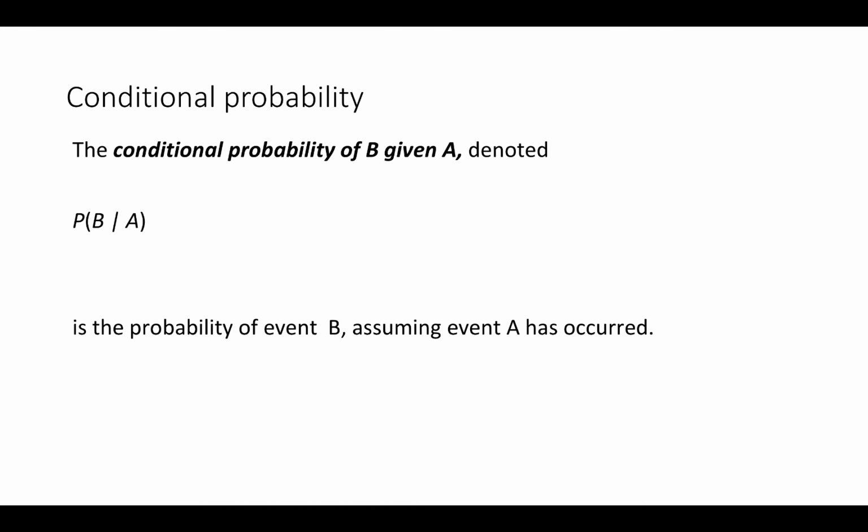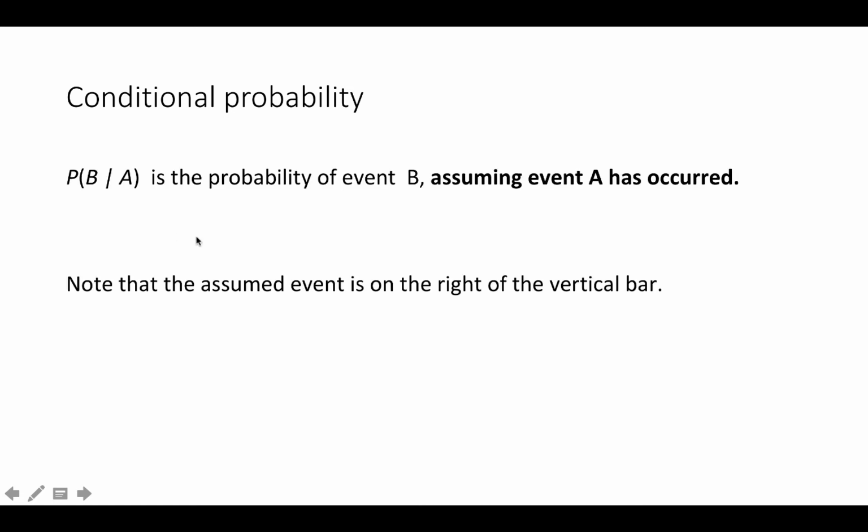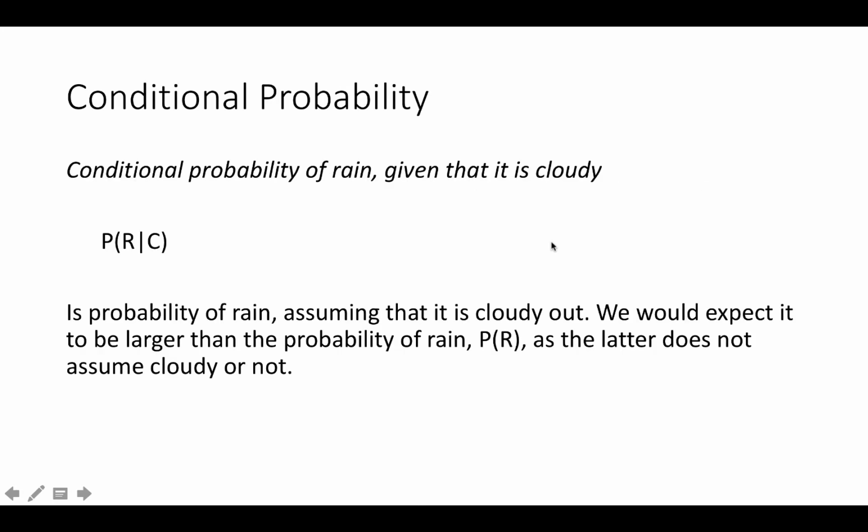We say the conditional probability of B given A, and this is the way it's denoted, and note that the assumed event is to the right of the vertical bar. So again, we assume that event A has occurred. So the conditional probability of rain, given that it's cloudy, would be written this way. We assume that it's cloudy out.